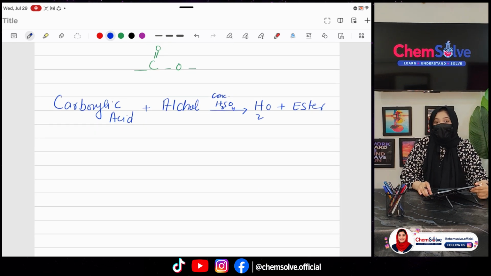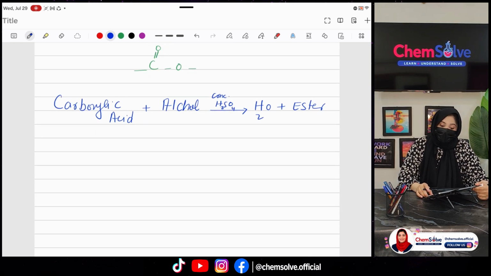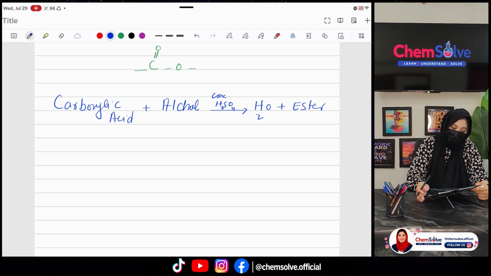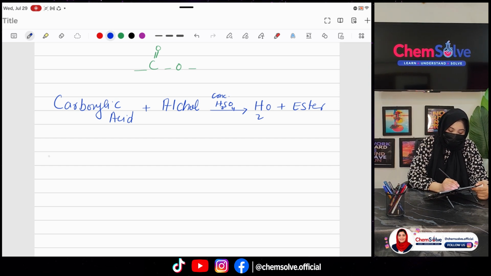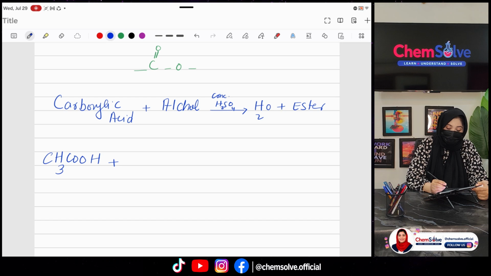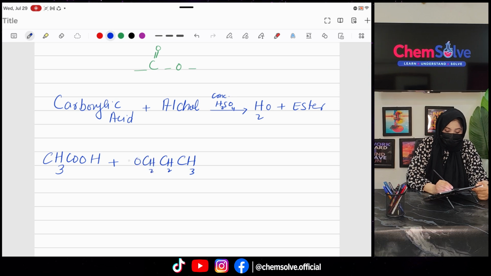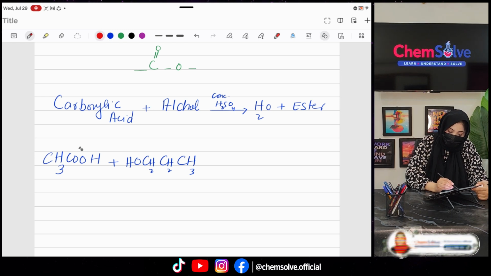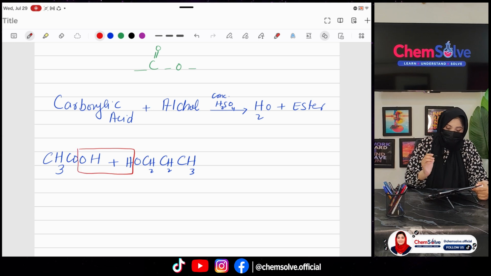So now I'm going to take different carboxylic acids and different alcohols, and we will form different esters with the help of those. Here I'm going to take ethanoic acid, CH3COOH, and here I'm going to take propyl alcohol. So that is CH3CH2CH2OH. Okay. So we will remove OH from here and H from here like this. Understood?